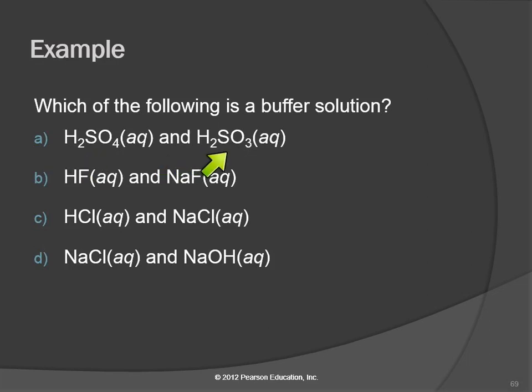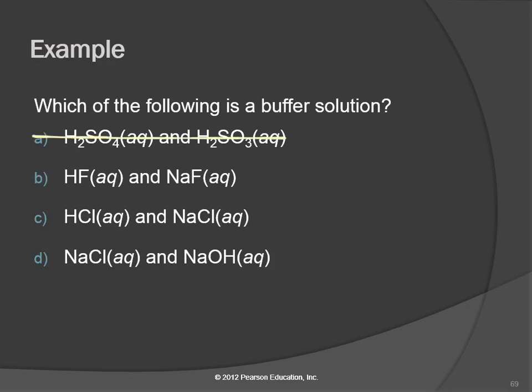Is H2SO3? Well, is it an acid first? Yeah, it starts with H. It's not on the list. This is a weak acid. Okay, so we've got one component. Is this the conjugate base of that? What's different between H2SO3 and H2SO4? It's the subscript here, 4 and 3. The difference is in oxygen. That's not the conjugate base. A conjugate base and the acid differ by an H+, not an O. So that's not a buffer solution.